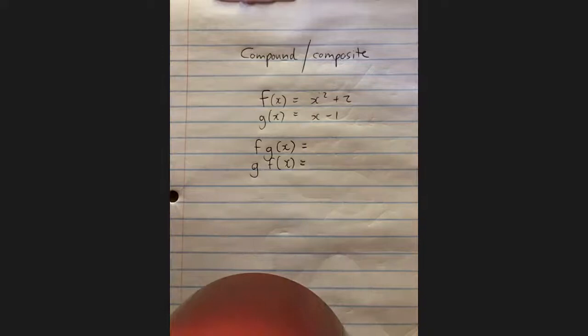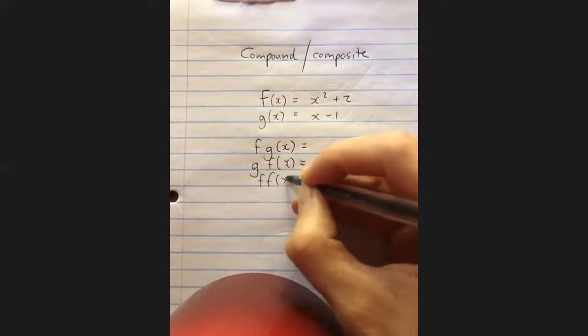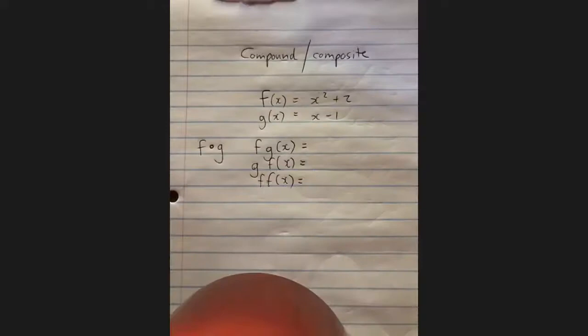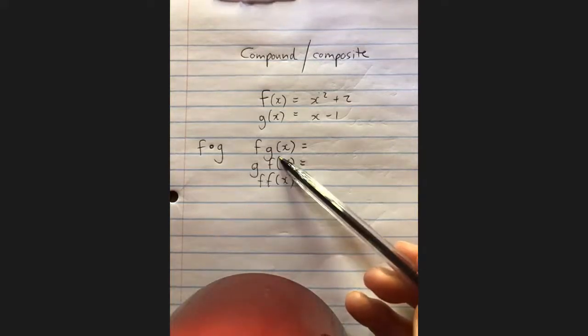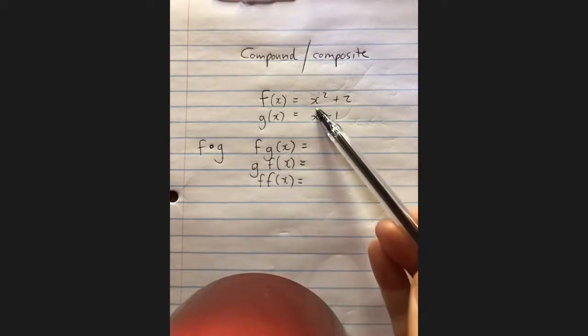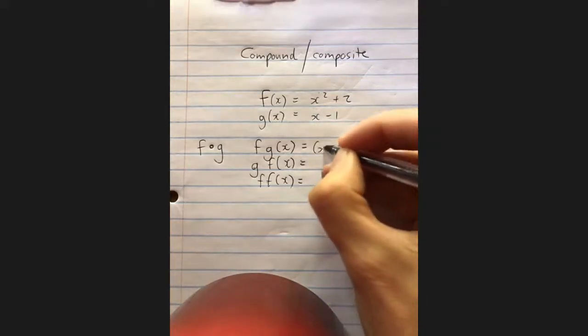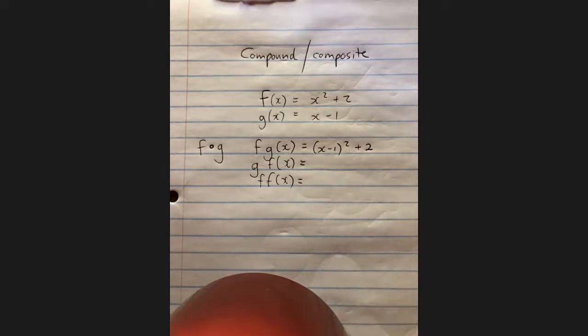And then I want to show you, we can even do an f of f of x. I know some textbooks print it with a little circle there in the middle. That means the same thing, composite or compound. So for f of g of x, that just means in your f, where you see an x, you sub g of x. So it's going to look like this: (x minus 1) squared plus 2. Easy, right? And then you can simplify it.